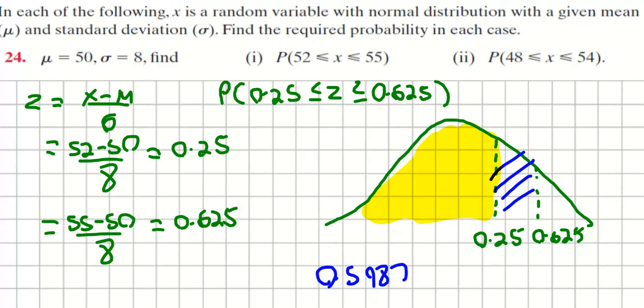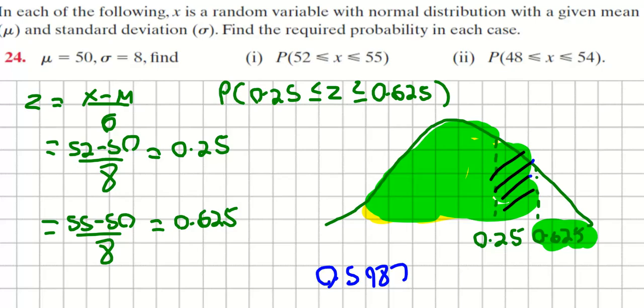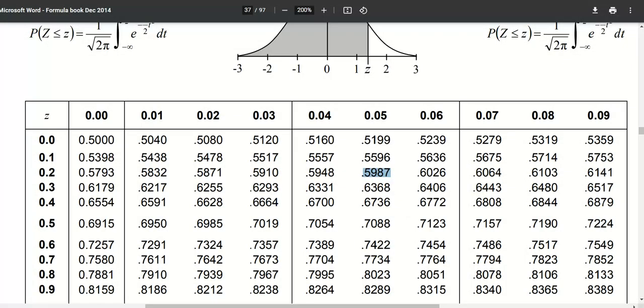So 0.5987. Then I'm going to get the area of the bigger one, which I'll call the green area now. See that area? That is everything underneath 0.625. Now I'm interested to see what they did with this. So there's 0.62 and there's 0.63, and what they did was they rounded up, or did they?